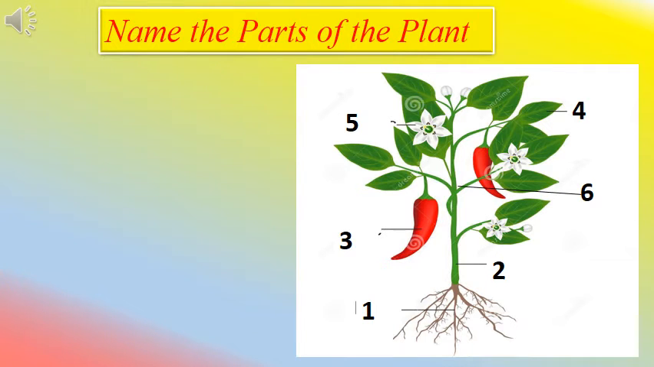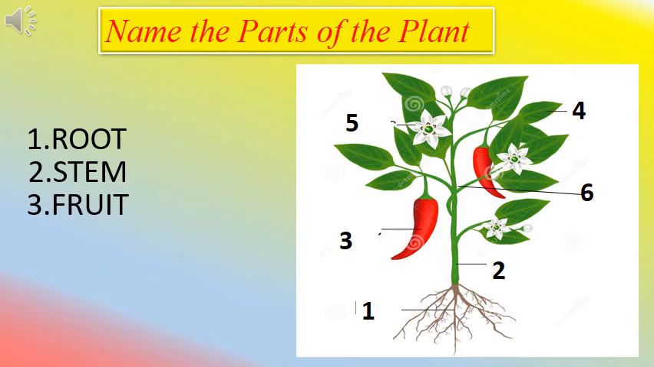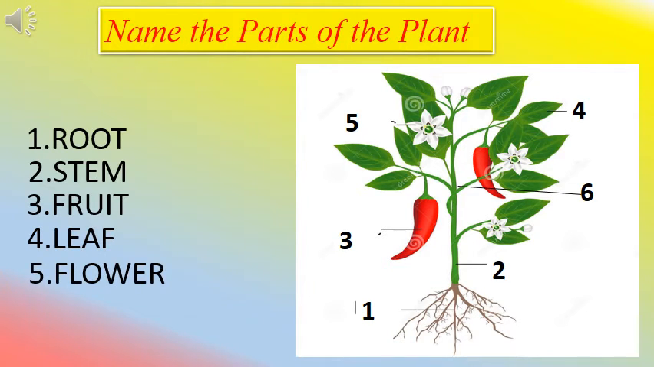Names of the different parts of a plant. Root, Stem, Fruit, Leaf, Flower, Branch.